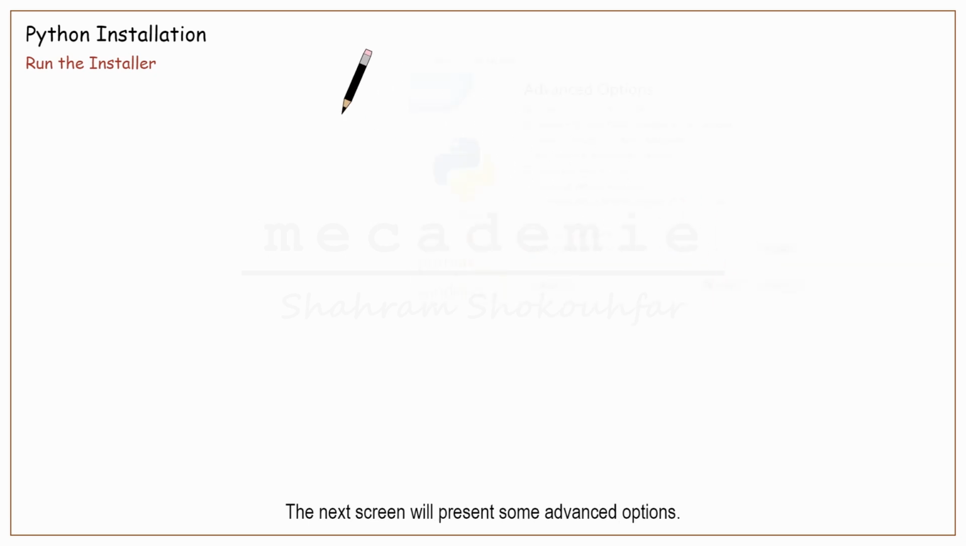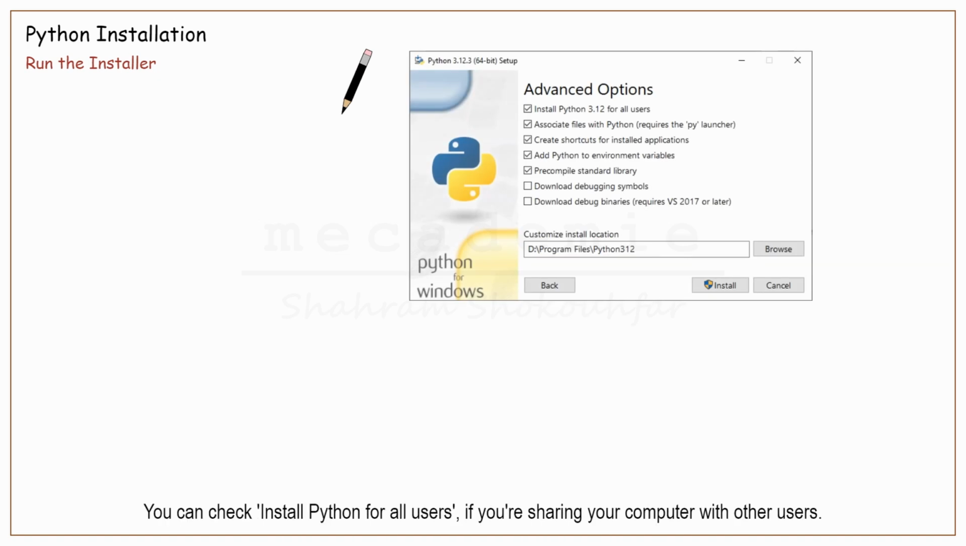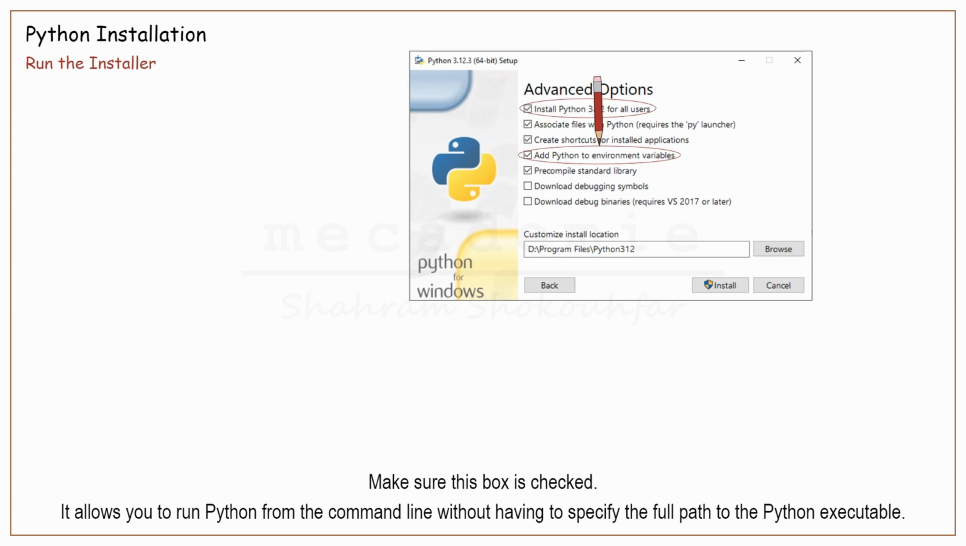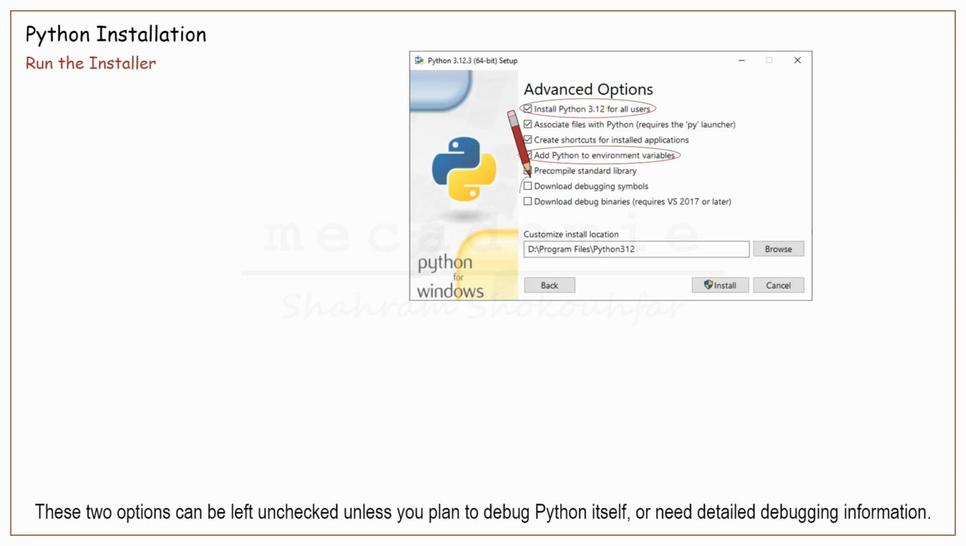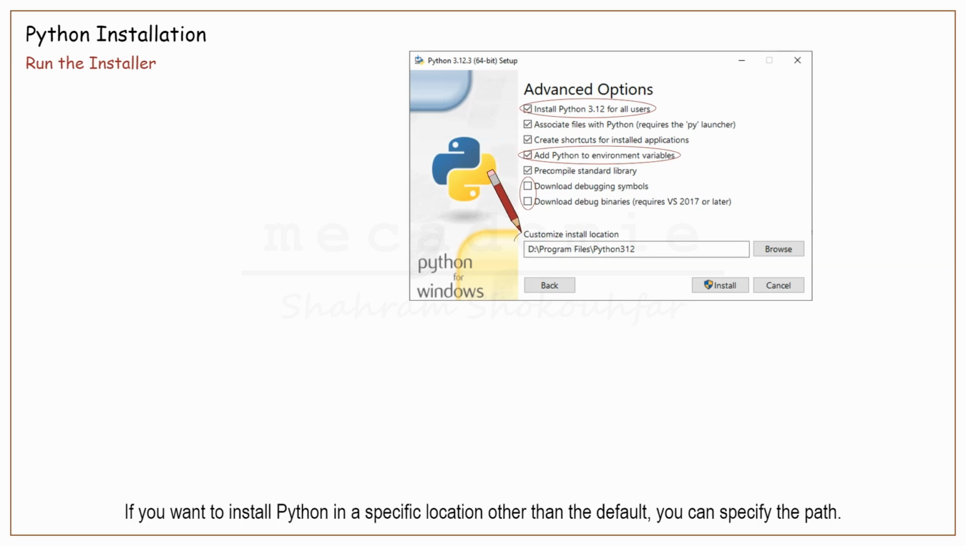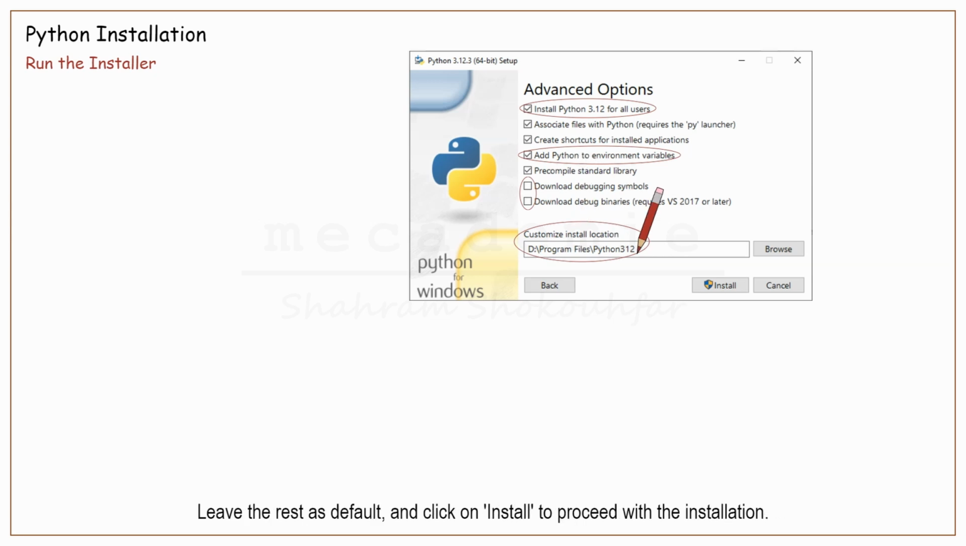The next screen will present some advanced options. You can check Install Python for all users if you're sharing your computer with other users. Make sure this box is checked. It allows you to run Python from the command line without having to specify the full path to the Python executable. These two options can be left unchecked unless you plan to debug Python itself or need detailed debugging information. If you want to install Python in a specific location other than the default, you can specify the path. Leave the rest as default and click on Install to proceed with the installation.